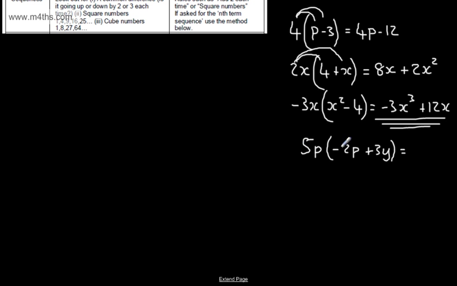We've got a positive and a negative, so that's going to be minus 10. P times by p is p squared. 5 times by 3 is going to give me 15. We can see it's going to be positive. And then p times by y is just py.